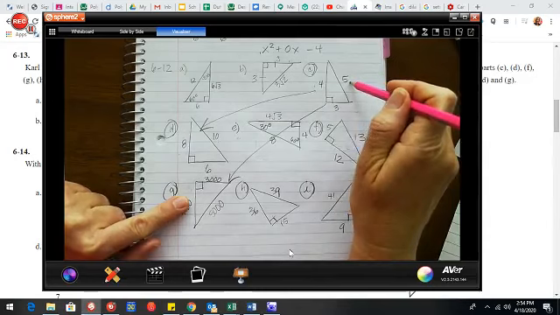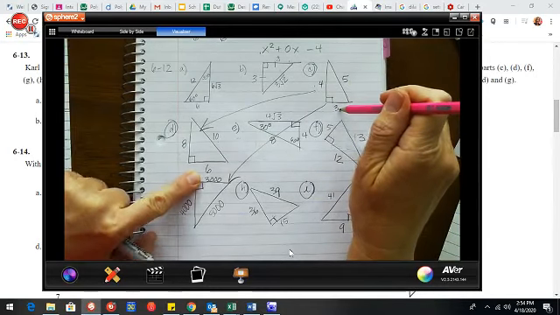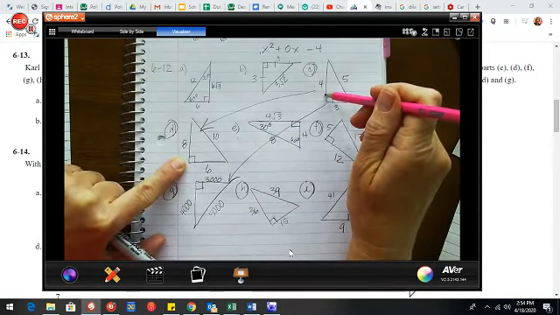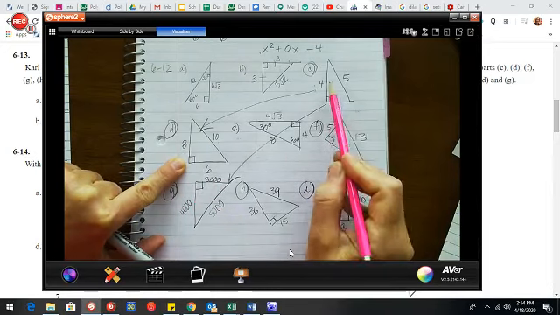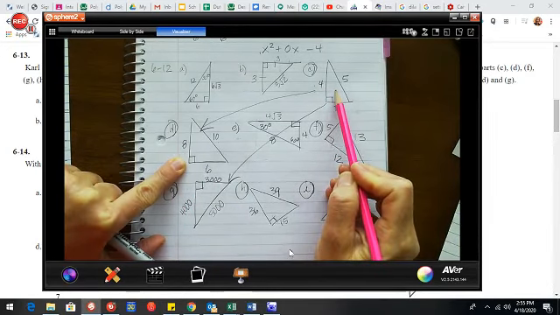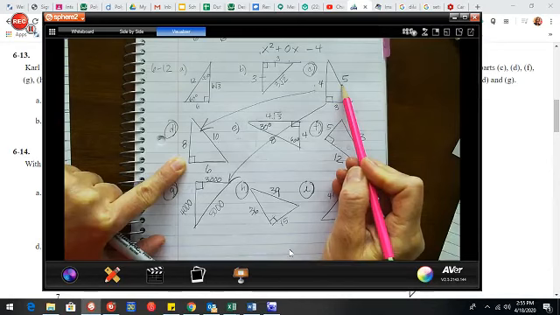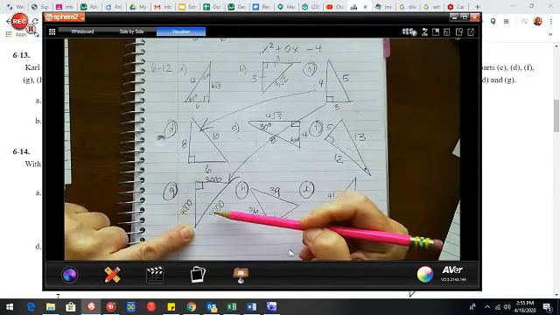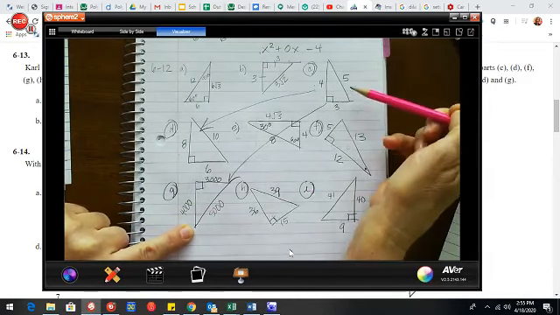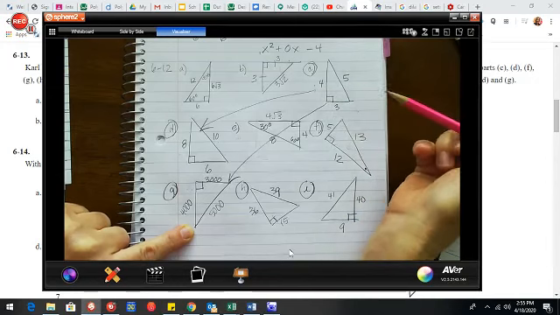3, 4, 5. If I multiply 3 by 2, I get 6. Isn't this just a dilation of this triangle? All of the sides are being multiplied by 2. Aren't all of these sides just multiplying 3, 4, and 5 by 1,000?